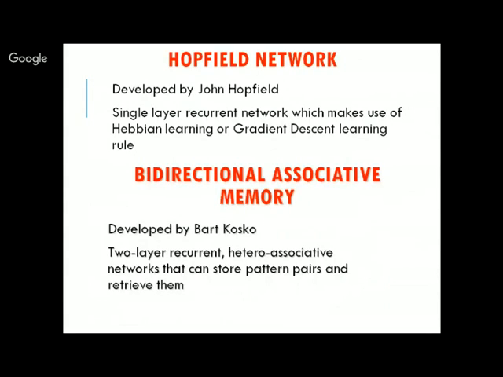But in the other case, which I have written here as the bidirectional associative memory, it is a two-layer heteroassociative network. Here it can store pattern pairs. There are two sets, x1, x2, x3, x4, where x1 is associated to y1, x2 is associated to y2, x3 is associated to y3. So there are pattern pairs. When x1 is input, it has to give y1 as the output. Got it? So it cannot be done in a single layer network.